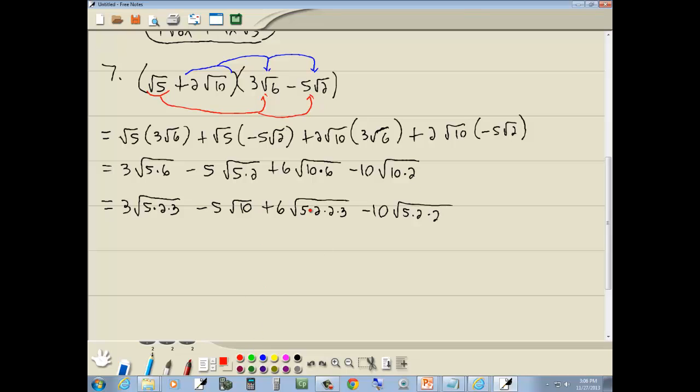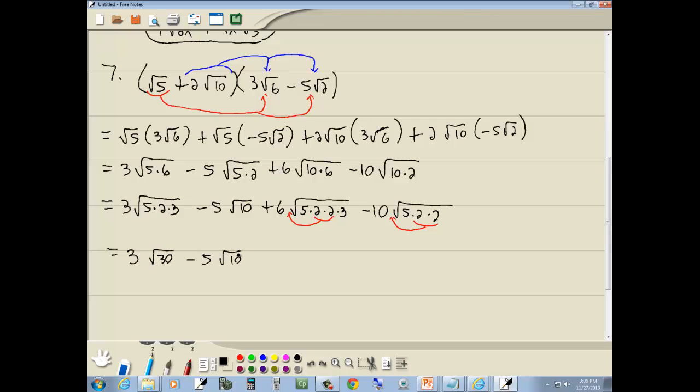Okay. These are square roots. We're looking for a pair of somethings. Here's a pair of 2's. A pair of 2's is going to come out in front as a single 2. And here's a pair of 2's. They're going to come out in front as a single 2. Now we don't got a pair of anythings here, so I go ahead and multiply them back through. 5 times 2 is 10, times 3 is 30.